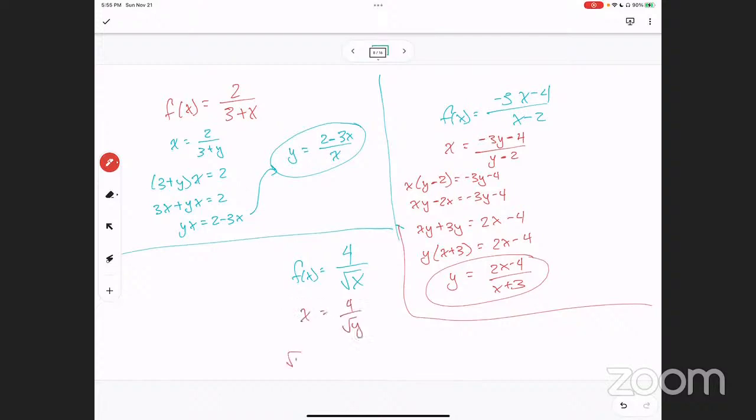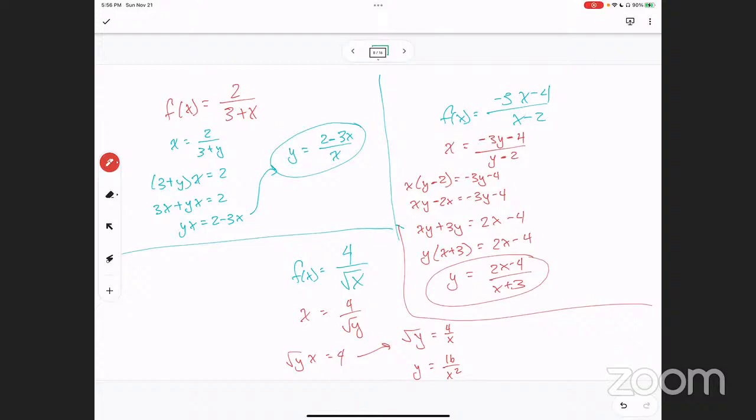Multiply both sides by y, square root of y. Divide both sides by 4 because I'm trying to solve for y. Square both sides. Now there's a caveat with this one, because when you just squared both sides, you turned it into a bigger function than it was originally.